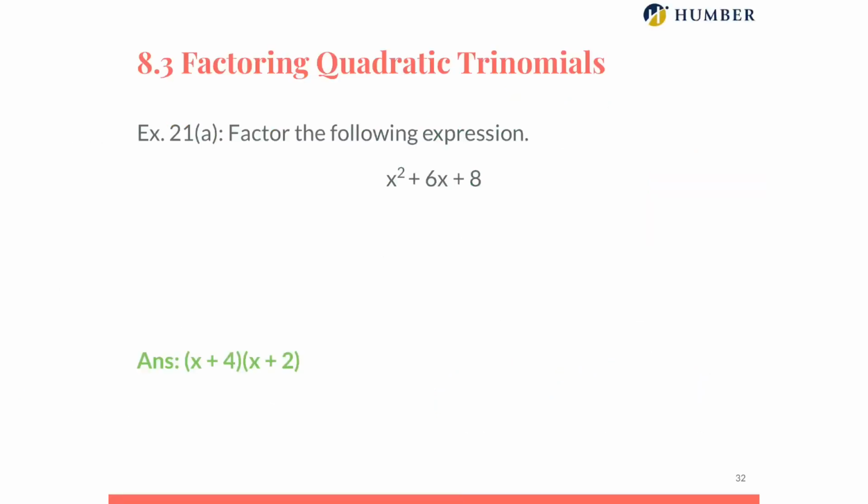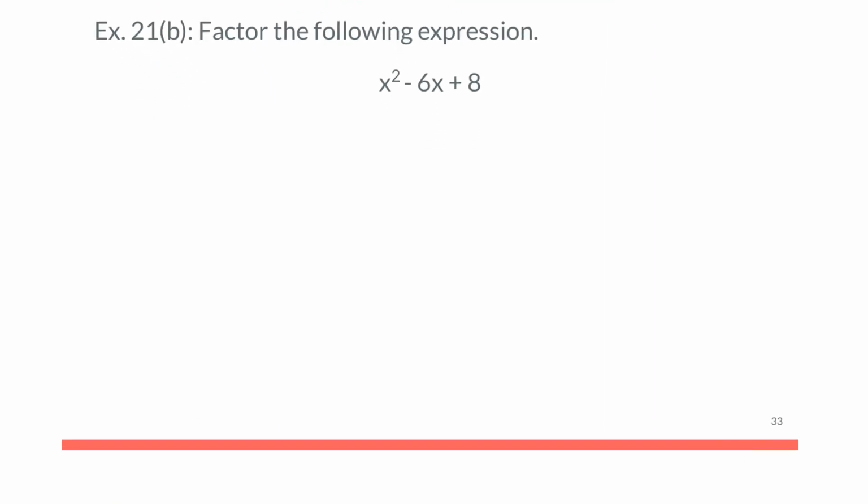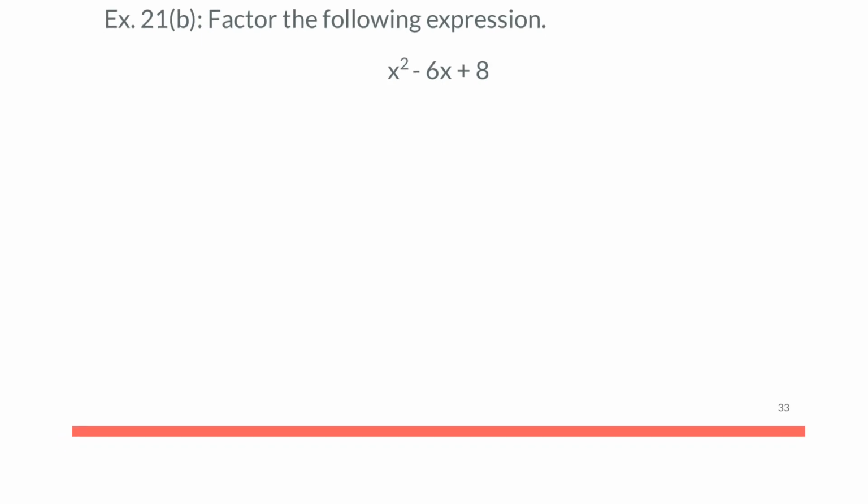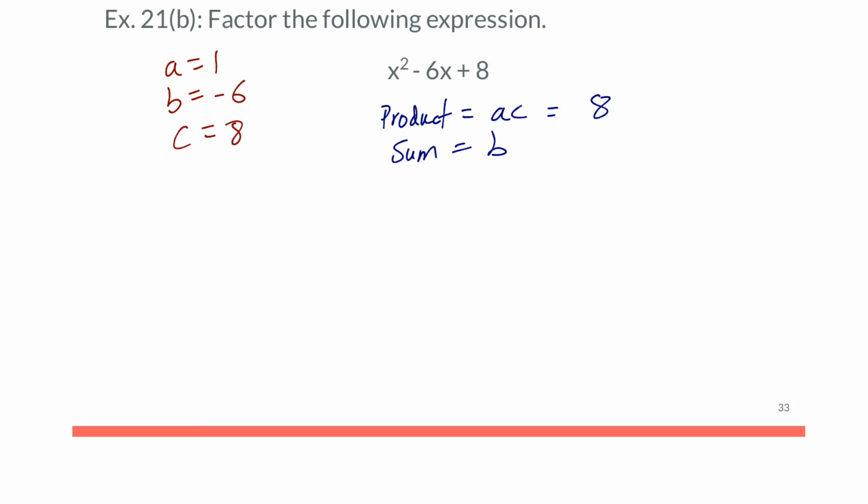Let's do another example. Let's try this one. I'll let you try it all the way to the end. This particular kind of factoring is useful when solving quadratic equations. Some of them, you can't solve all of them like that. But so product here would be A times C again. Sum is going to be B. A here is 1, B is negative 6, C is 8.